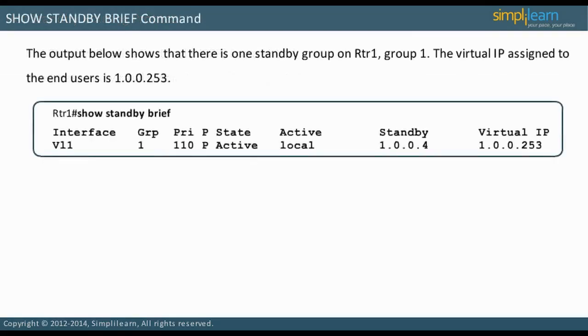Here the show command output shows that there is one standby group on RTR1, Group 1. RTR1 is the active router for that group. The virtual IP assigned to the end users is 1.0.0.253. In other words, this is the end user's default gateway. Take a moment to review the output.